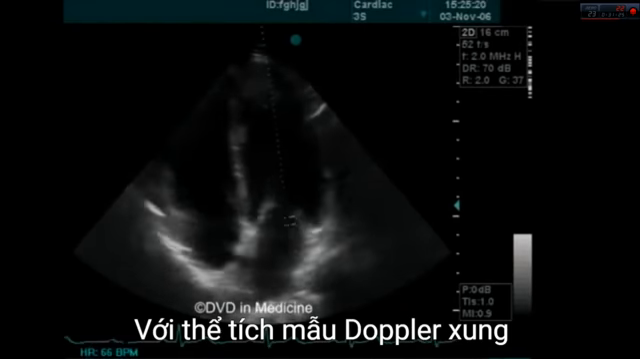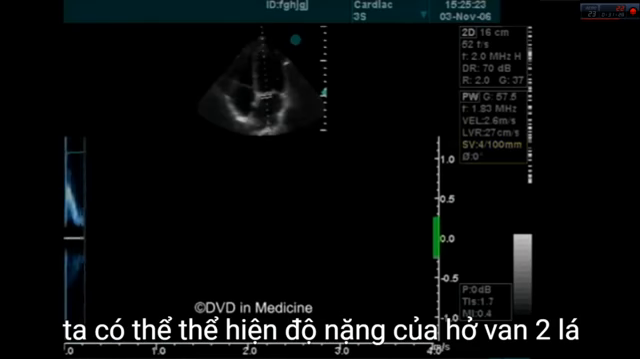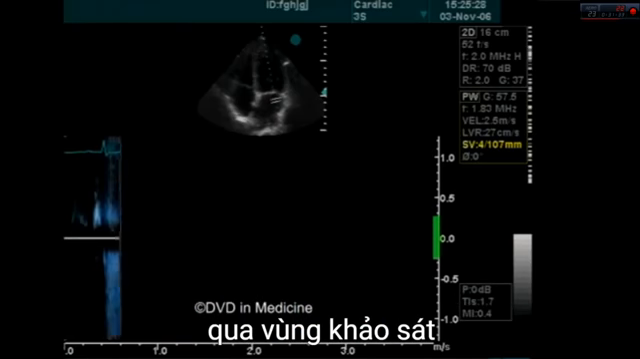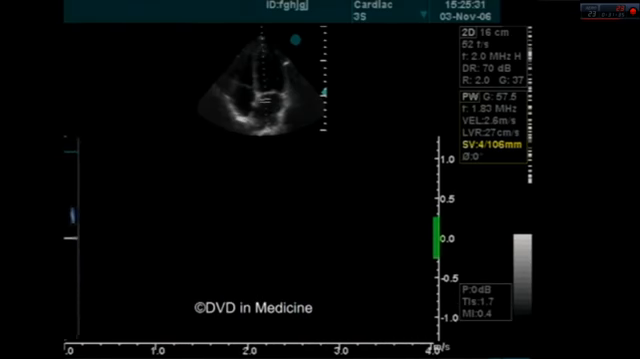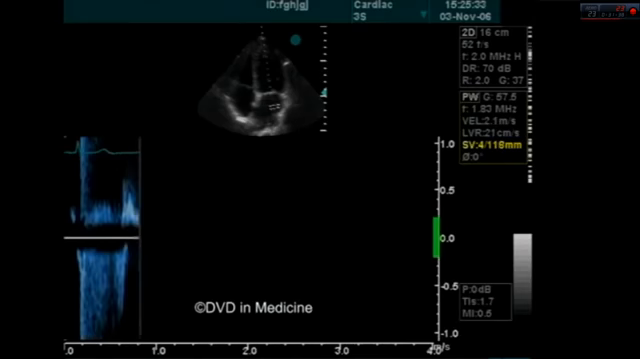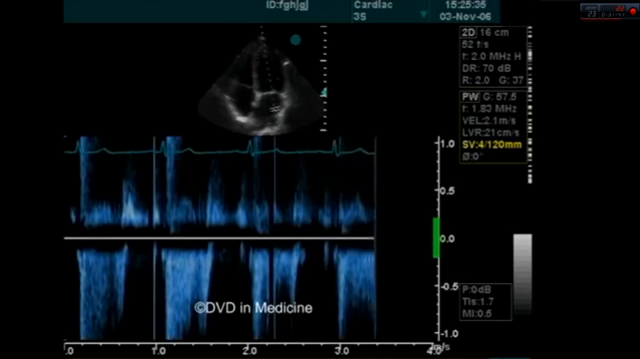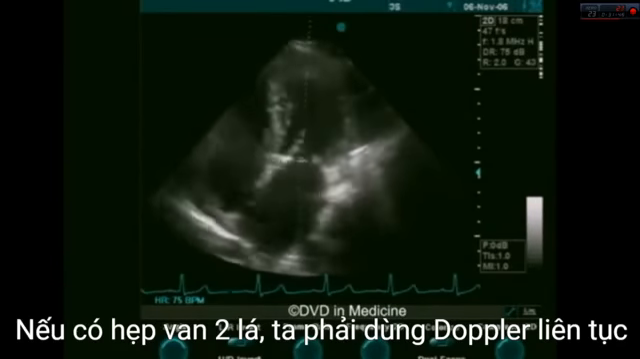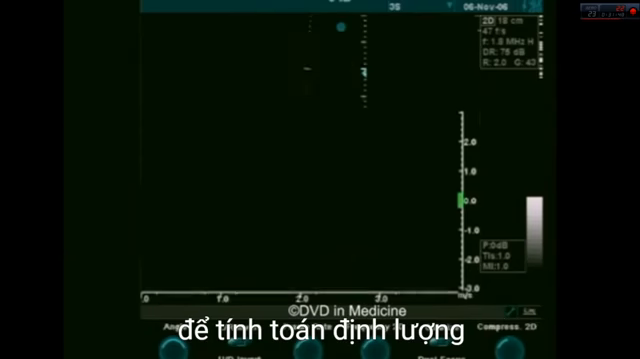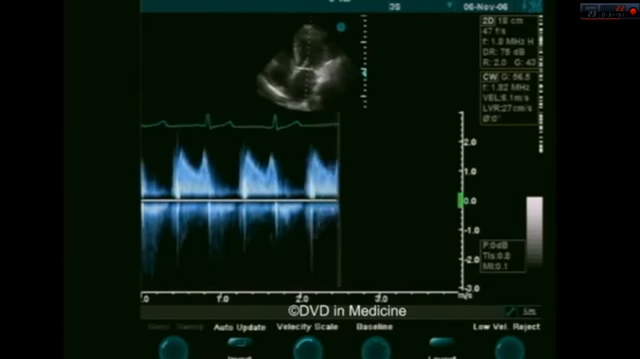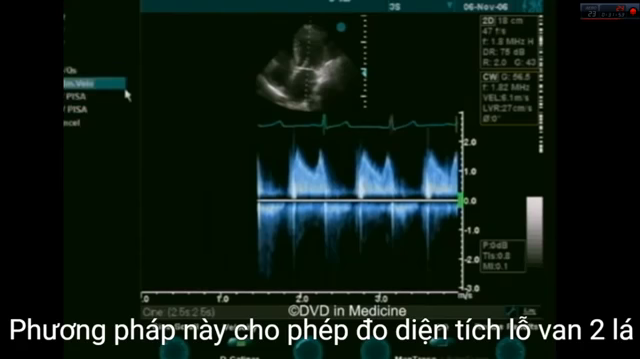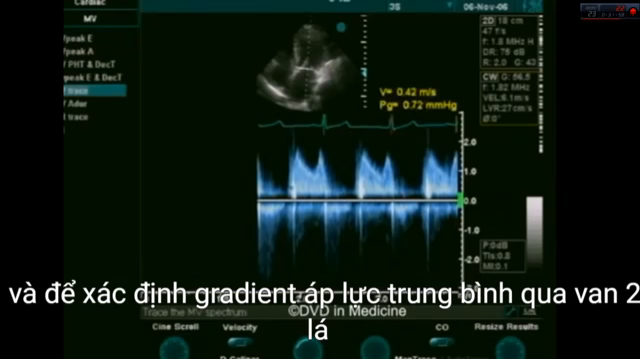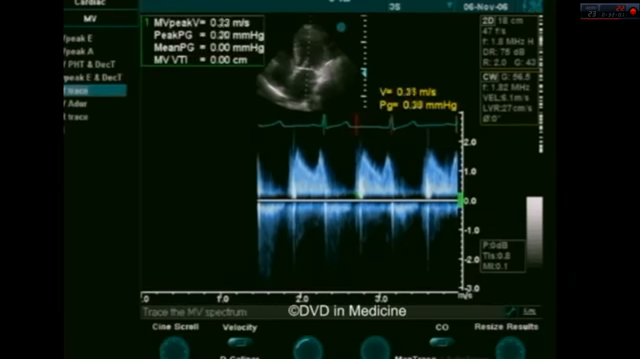With pulsed Doppler sample volume, one can map the severity of mitral regurgitation. This is achieved by moving a sample volume across the area of interest. If there is a mitral stenosis present, one should use continuous wave Doppler for quantitative calculations. This method will allow one to measure the area of the mitral orifice and to determine the mean pressure gradient across the mitral valve.